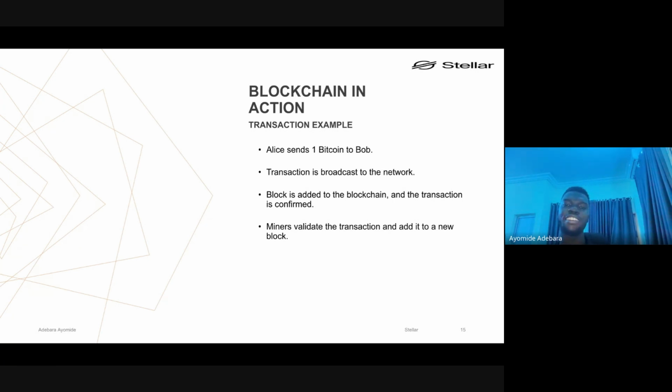Blockchain in action, transaction example. I know by now you must be tired of hearing Alice and Bob. Well, it's a name you would always get to hear about. So Alice sends 1 Bitcoin to Bob.